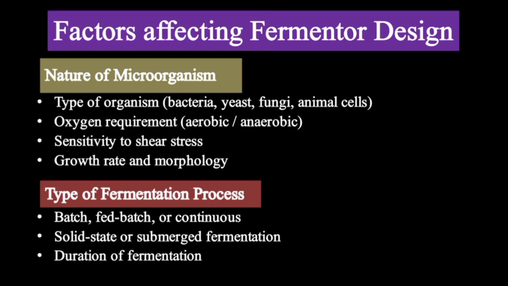Next, factors affecting the fermenter design. What are all the factors affecting the fermenter design? First, the nature of microorganisms. The type of organisms used may be bacteria, yeast, fungi or animal cells. Oxygen requirement, that may be aerobic or anaerobic. Sensitivity to shear stress, growth rate and morphology. Next, the type of fermentation process. The fermentation process we carry out may be batch, fed batch or continuous, or solid state or submerged fermentation. Duration of the fermentation.